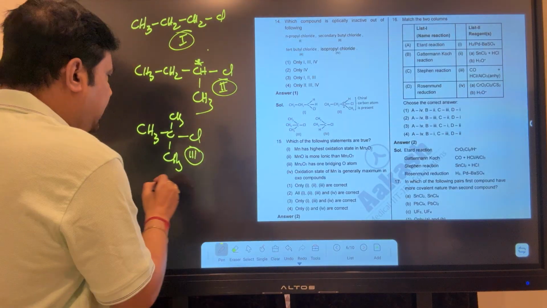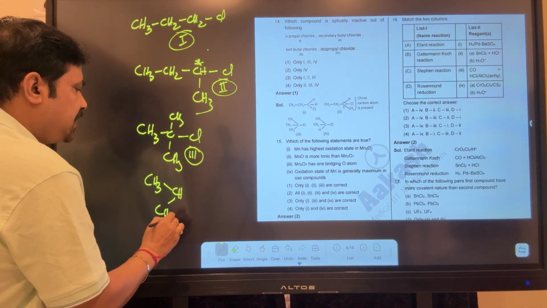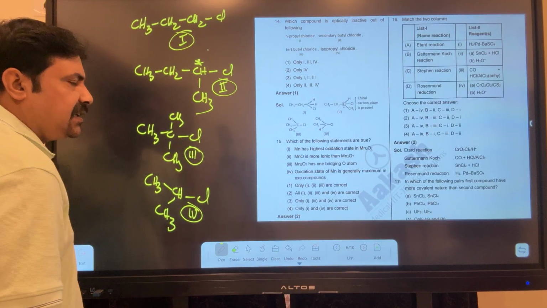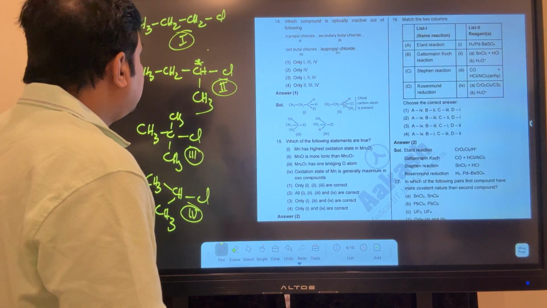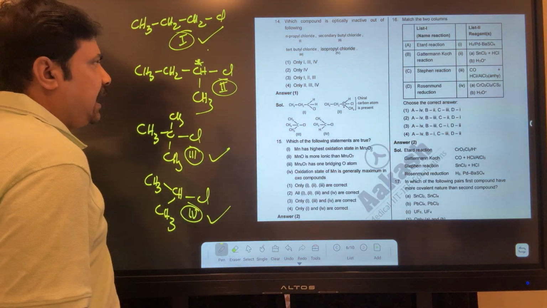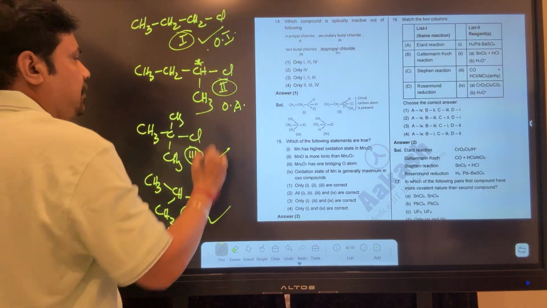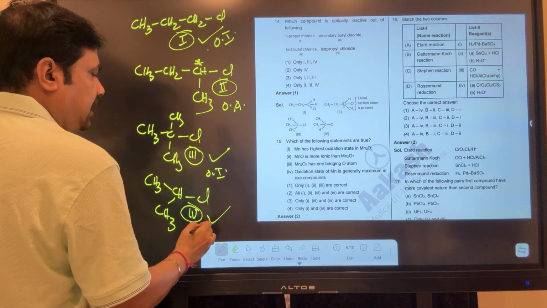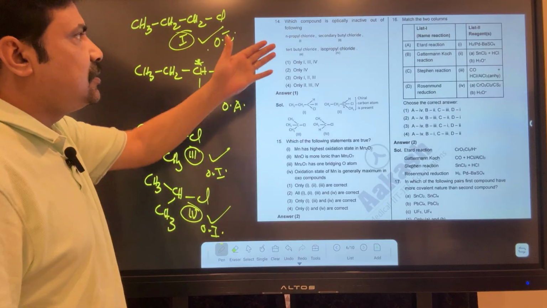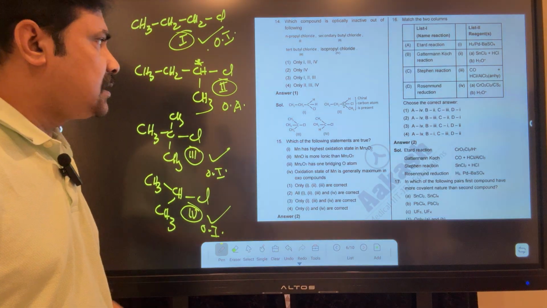And then isopropyl chloride. The isopropyl group is CH3, CH, CH3, isopropyl chloride. There is no chiral center, so there is no question of optical activity. Then 1, 3 and 4 are optically inactive. This one is optically active, and the others are optically inactive. Then which option will be the answer? 1, 3, 4. Let us look at the options. The first option is right: 1, 3, 4 are optically inactive.